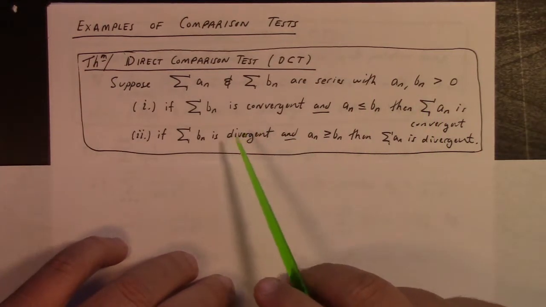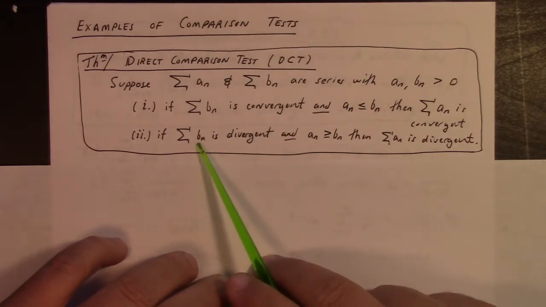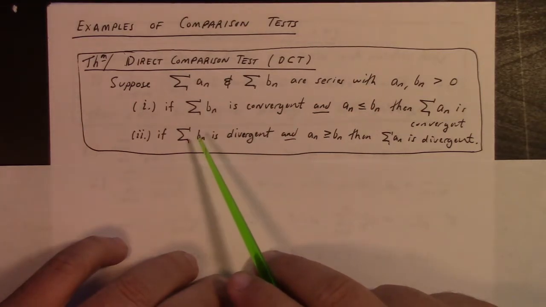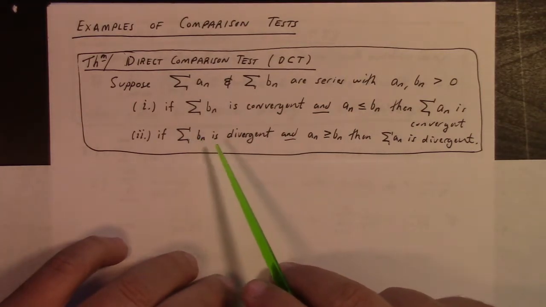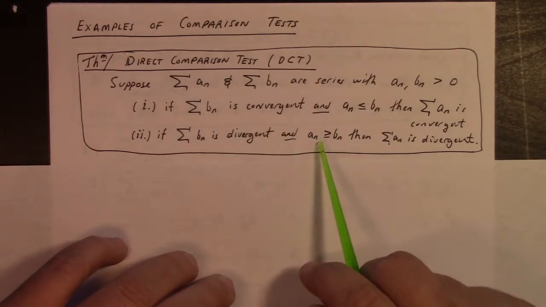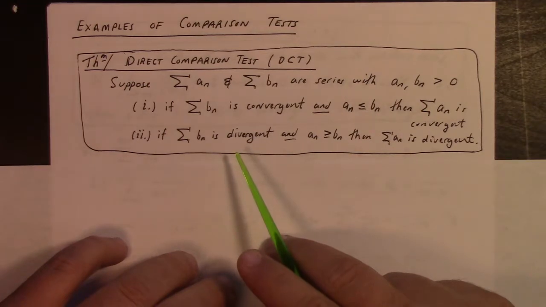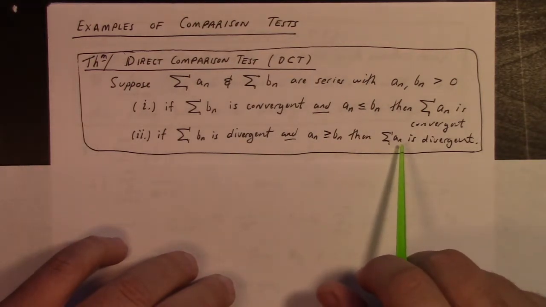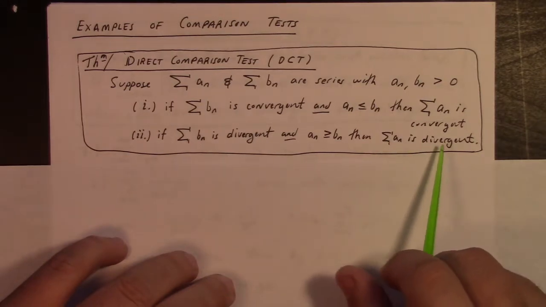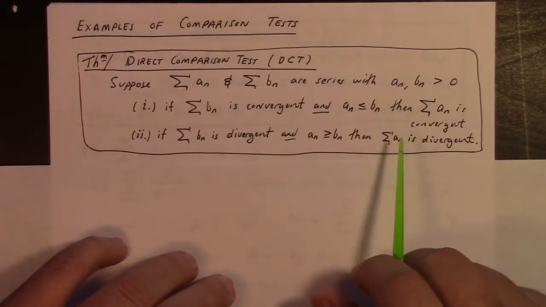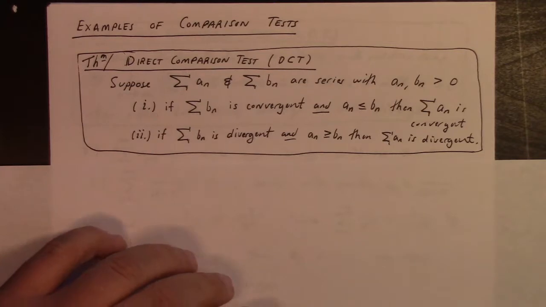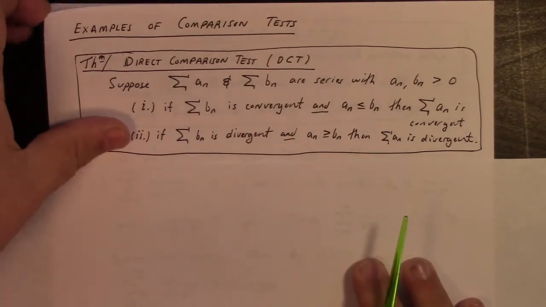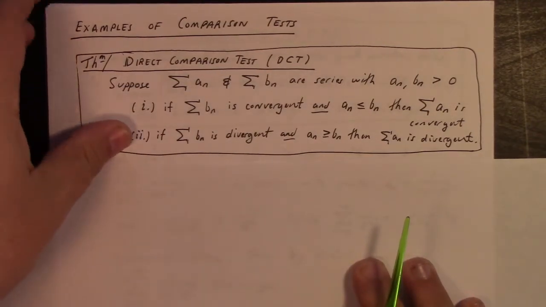On the flip side, if you can show a series of positive terms bn is divergent, and you have another series which term by term is larger than that divergent series' terms, then the larger series is, of course, divergent. So intuitively, this comparison test makes a lot of sense. Let's see how we actually put it into practice.